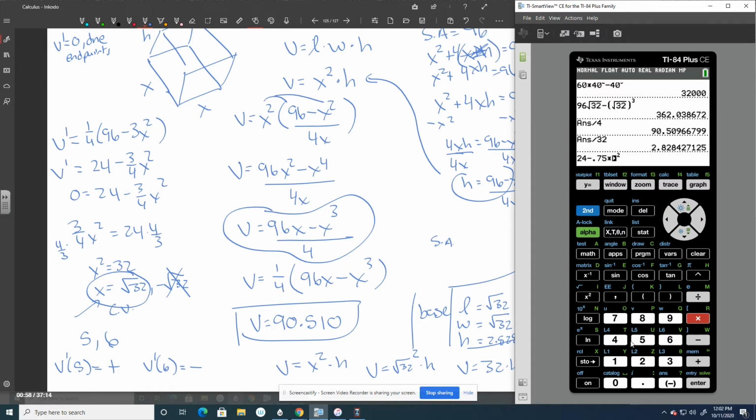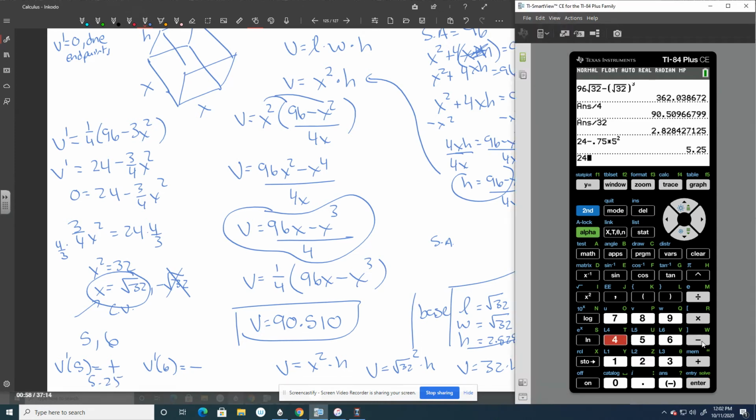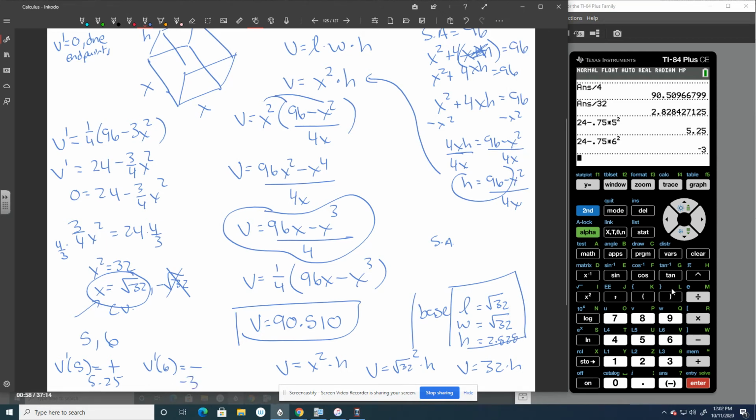0.75 times 5 squared. We better write this correctly. There we go. So that's 5.25. So that's a positive. Okay. Now, if I plug in a 6, 24 minus 0.75 times 6 squared, I get a negative 3. So to the left of root 32, I'm positive, which means I'm increasing. To the right, I'm negative, which means I'm decreasing, which makes root 32 a maximum.